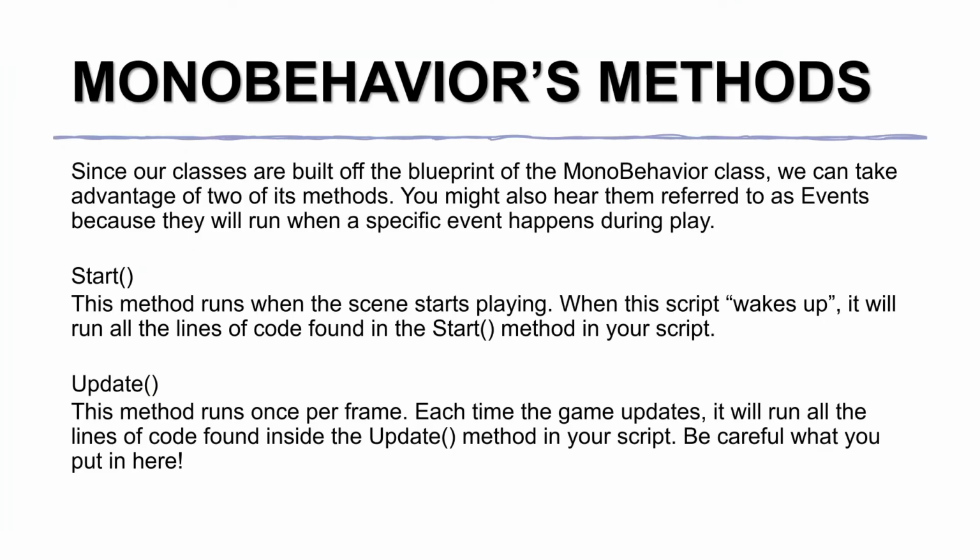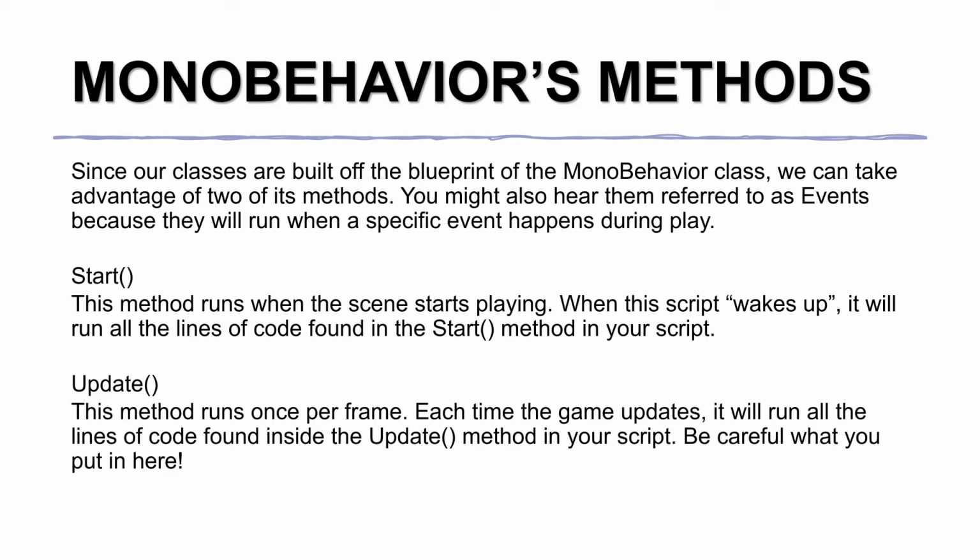Let's revisit MonoBehavior and talk a little bit about it as well as some of its methods. Since our classes are built off of the blueprint of MonoBehavior, we can take advantage of some of MonoBehavior's methods. And you've already seen two of them if you've been playing with the script that Unity creates for you. Sometimes you might also hear these two things referred to as events, because they will run when a specific event happens during gameplay. So the two that you see that are automatically put in are Start and Update.